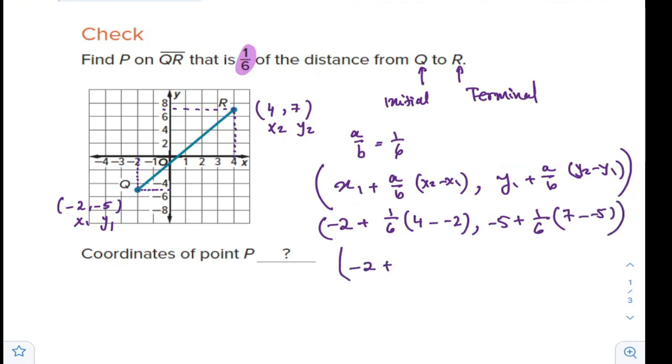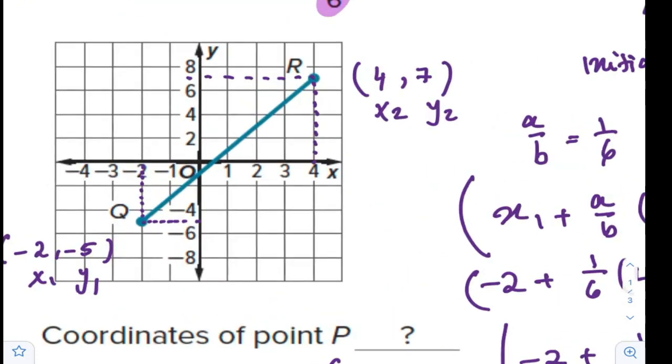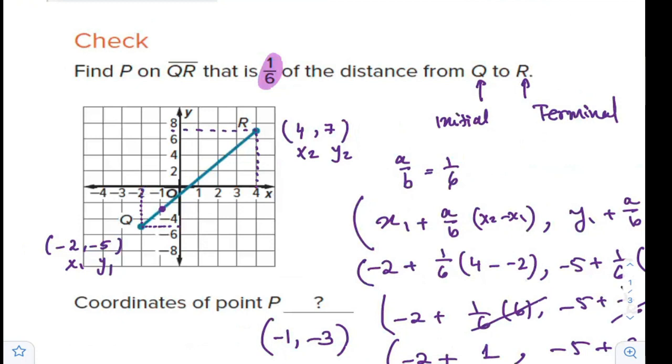So it is -2 plus 1 over 6 times 6, and -5 plus 1 over 6 times 12. So it's -2 plus 6 over 6, which is 1, and -5 plus 12 over 6, which is 2. So this is -1 and -3. So our point P will be -1 and -3. It is somewhere here. It should be on the line itself and between Q and R.